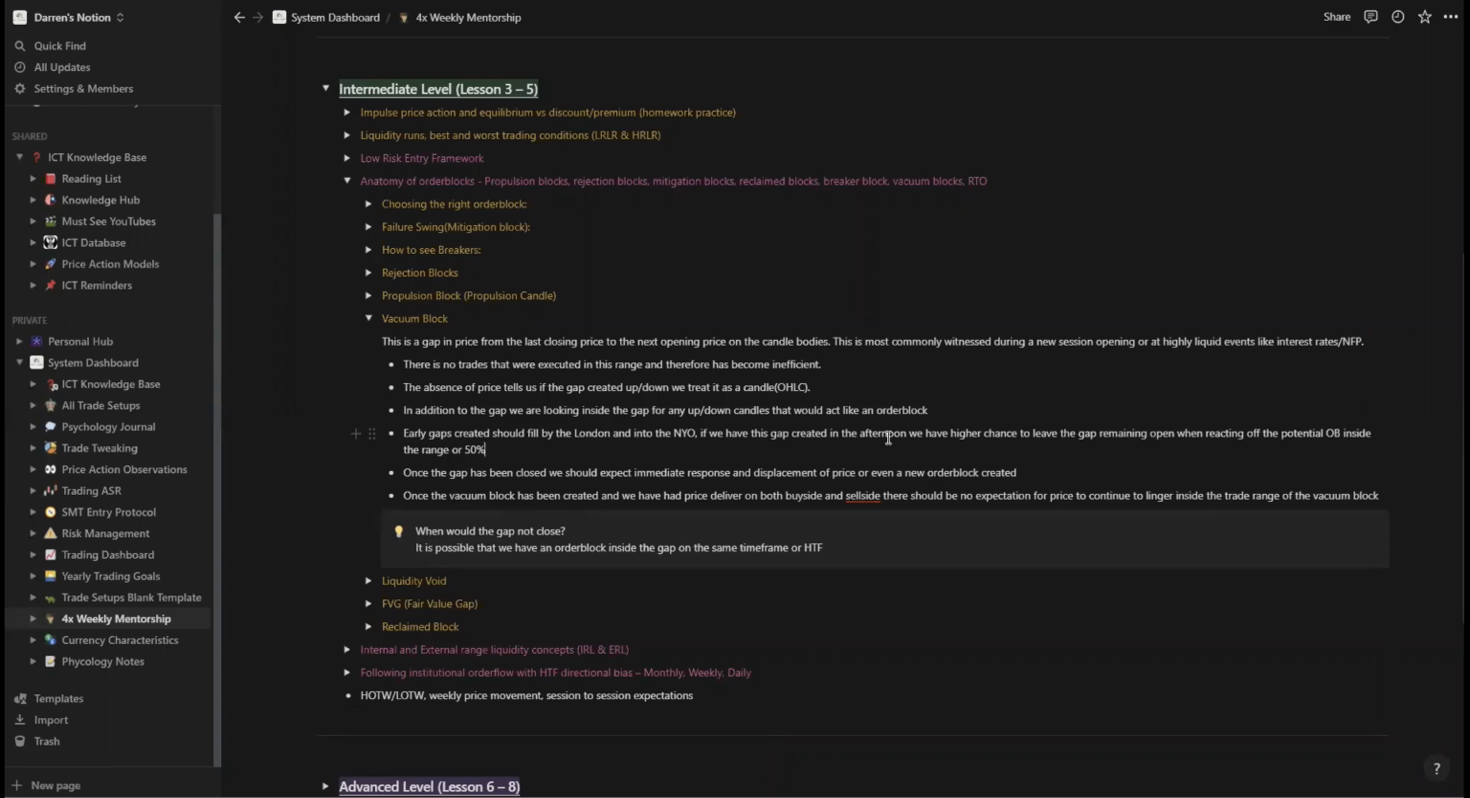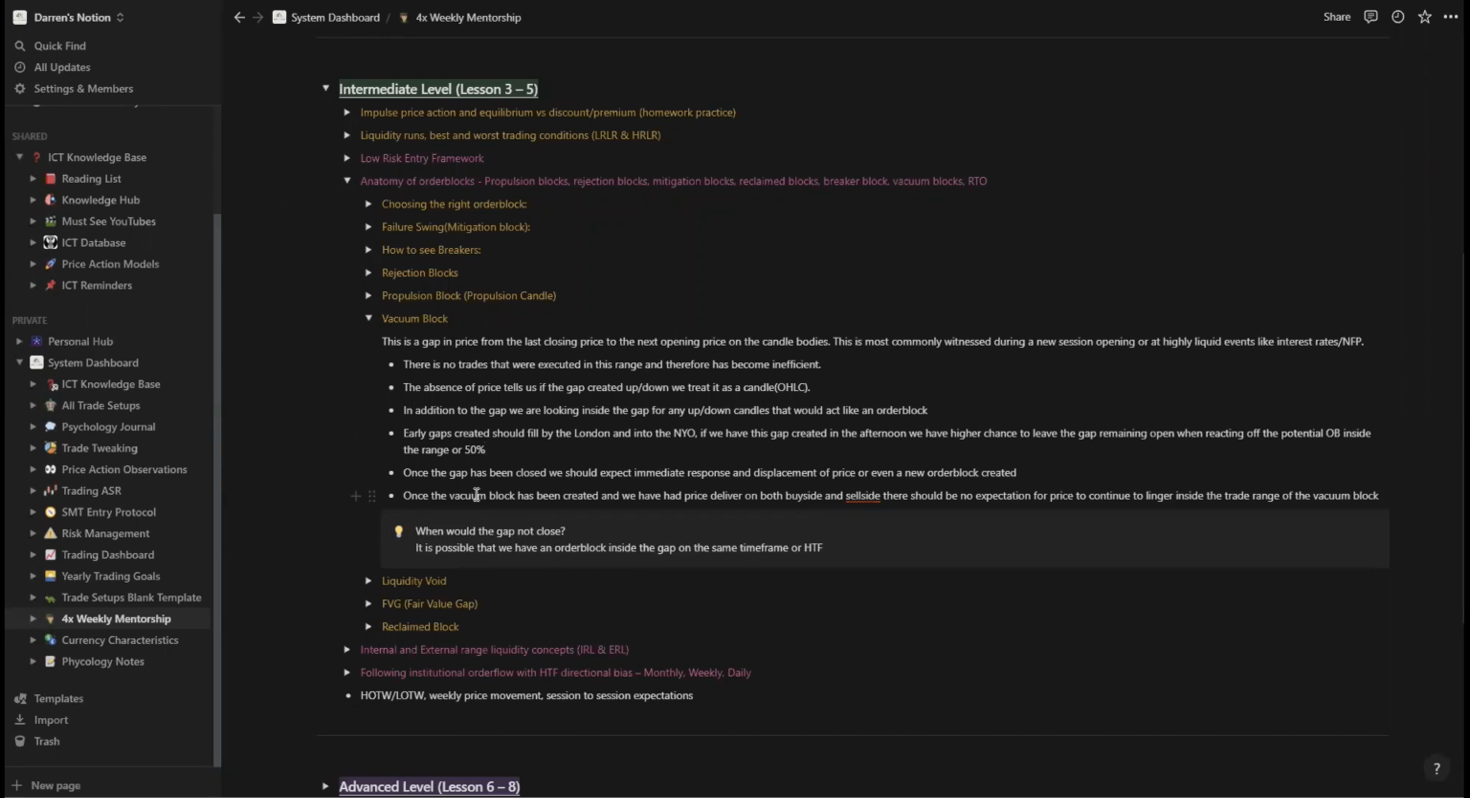Use it, don't use it. It's just a rule of a vacuum block. I don't personally trade vacuum blocks. However, I do use them as an indication of inefficiencies of price. And because it's an inefficiency of price and it's an institutional reference point, you can take a trade based off of it or use it as a target.